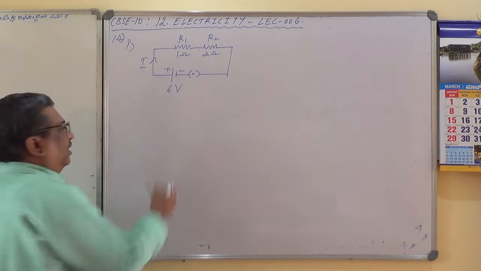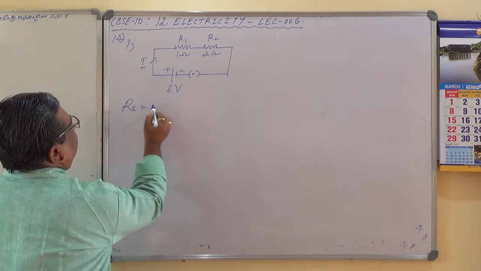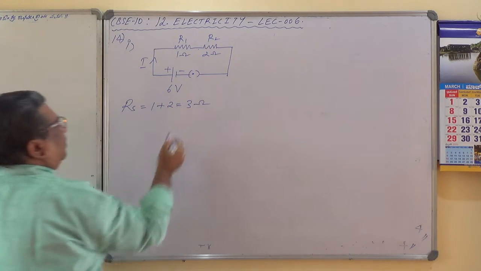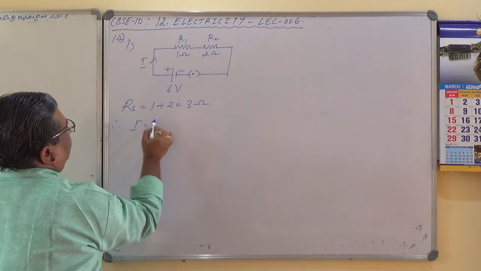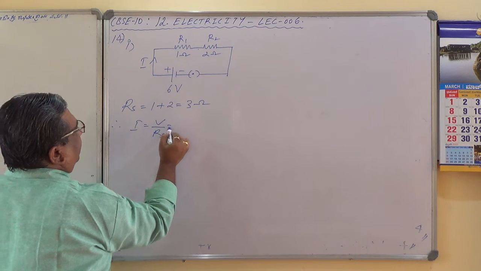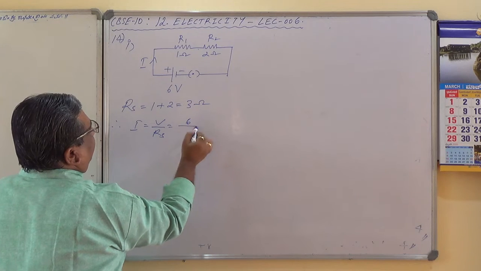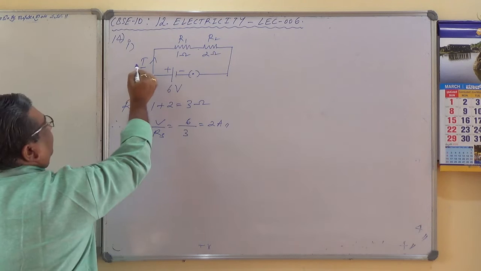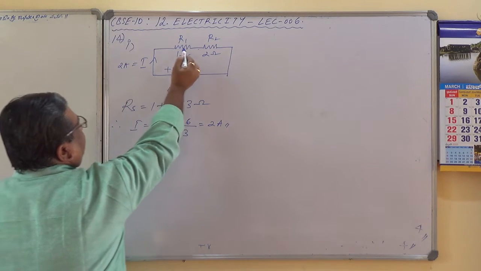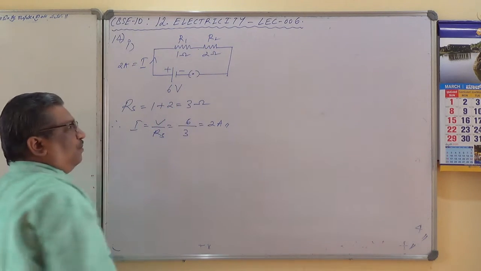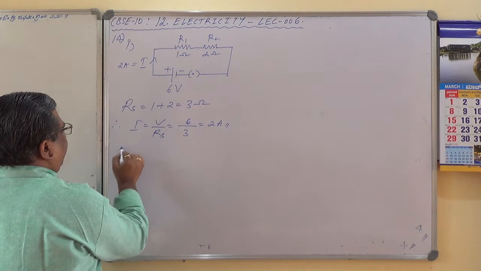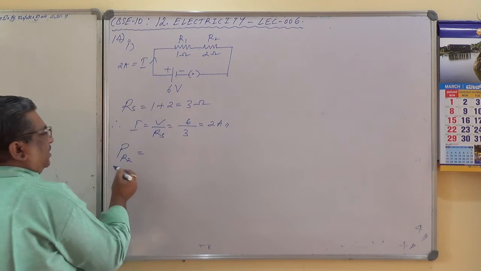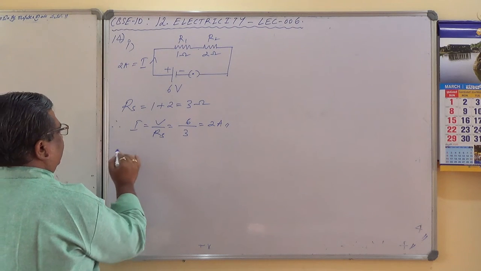That formula I use. Therefore, RS be the resistance, which is 1 plus 2. 3 ohms is the equivalent resistance. Therefore, I equals by Ohm's law V by RS, which is 6 divided by 3, which is 2 ampere. So current flowing through this is basically 2 amps. It is 2 amps here also, 2 amps here also. And therefore, power through R2 resistor, I can write like this, or I can write like this also.